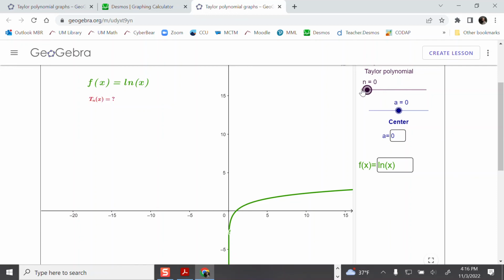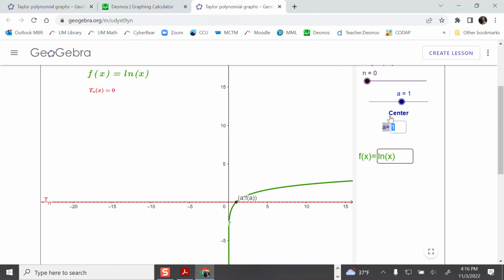Let's bump the polynomial degree down to 0. Let's center it instead of at 0 at 1 and enter. You'll notice that these two are tied together. And so now it's actually registering something. That's the 0 degree. Here's the 1st degree, x minus 1. Ooh, there's the 2nd degree. And I do like that. That agrees with our result. We see the x minus 1 squared over 2 factorial.